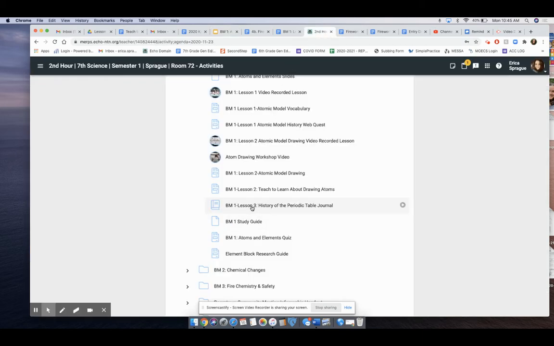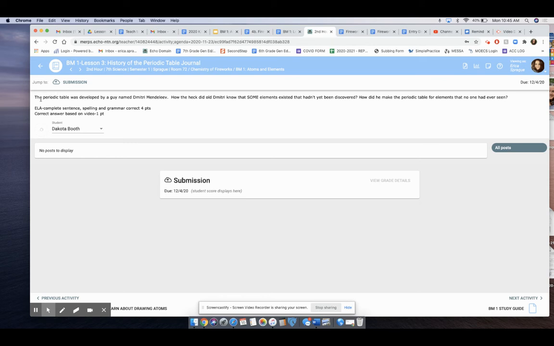Okay, it's called Benchmark 1, Lesson 3, History of the Periodic Table Journal. And it says the periodic table was developed by a guy named Dmitri Mendeleev. How the heck did old Dmitri know that some of the elements existed that hadn't yet been discovered? How did he make the periodic table for elements that no one had ever seen?